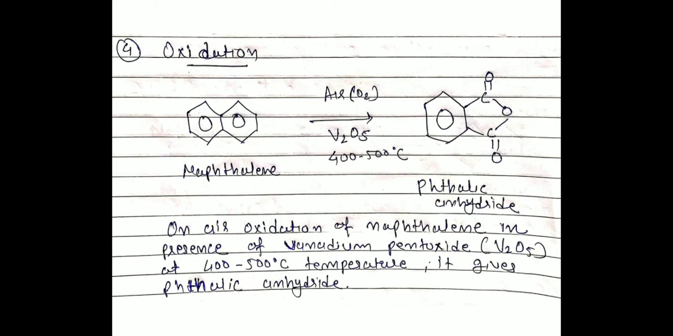Fourth reaction is oxidation reaction. It is a very important reaction, and it is the conversion of naphthalene into phthalic anhydride. You can see the reaction: on air oxidation of naphthalene in presence of vanadium pentoxide, V2O5, at around 400 to 500 degrees Celsius temperature, it gives phthalic anhydride.